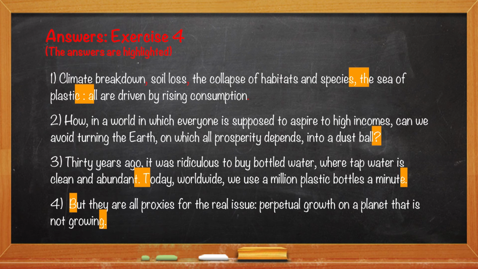30 years ago, comma, it was ridiculous to buy bottled water, comma, where tap water is clean and abundant, full stop. Today worldwide, we use 1 million plastic bottles a minute, full stop. And the last one, you have to have a capital, because the sentence begins with a capital letter: but they are all proxies for the real issue, colon, perpetual growth on a planet that is not growing.